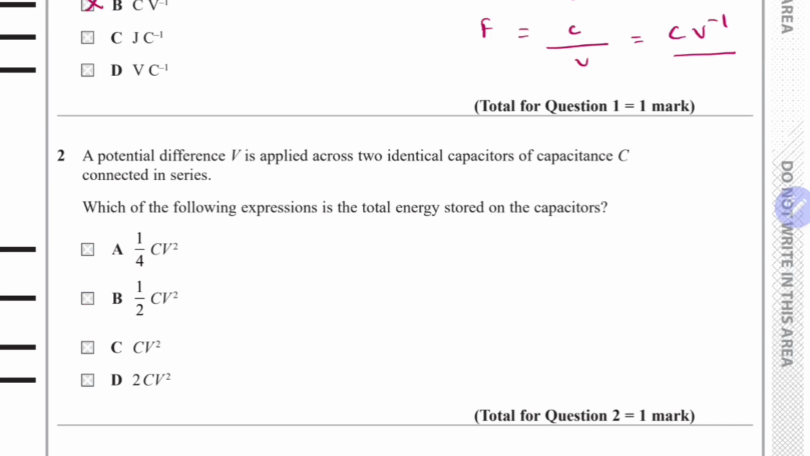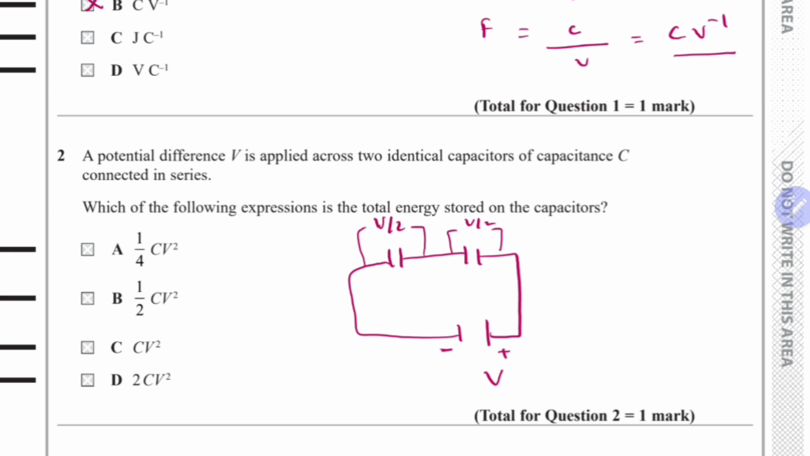Next one, number 2. A potential difference V is applied across two identical capacitors of capacitance C connected in series. Which of the following expressions is the total energy stored on the capacitors? First, we're going to draw a series circuit. Two capacitors in a series circuit. This is negative, this is positive. As we know, voltage is shared in a series circuit. So we're going to write V by 2 for this as well, as they are shared.